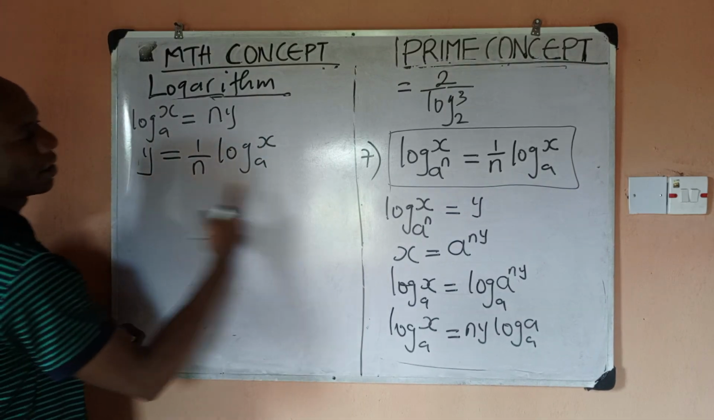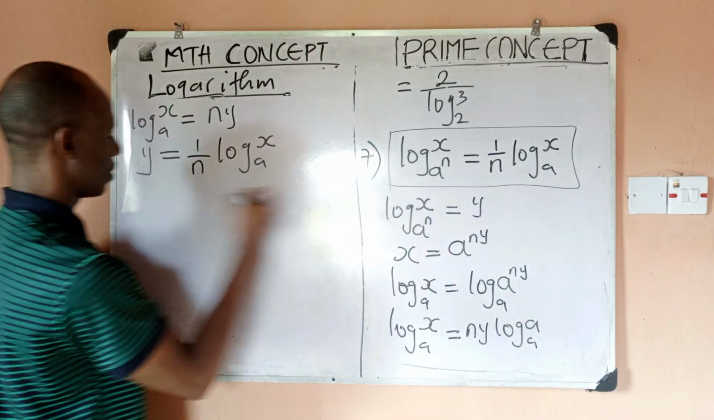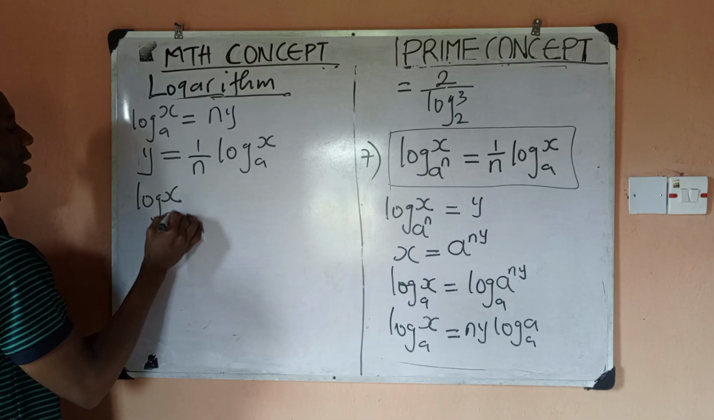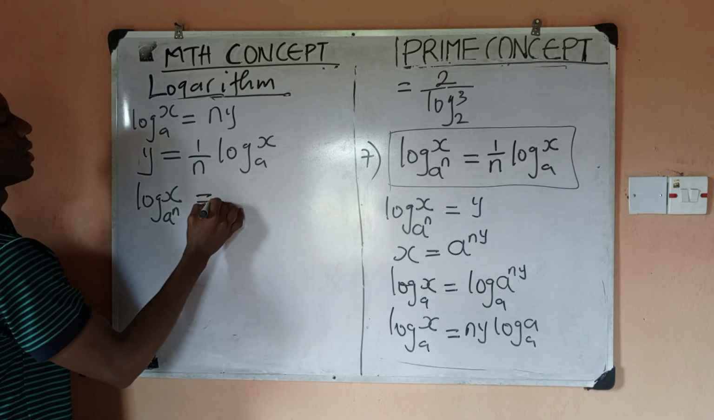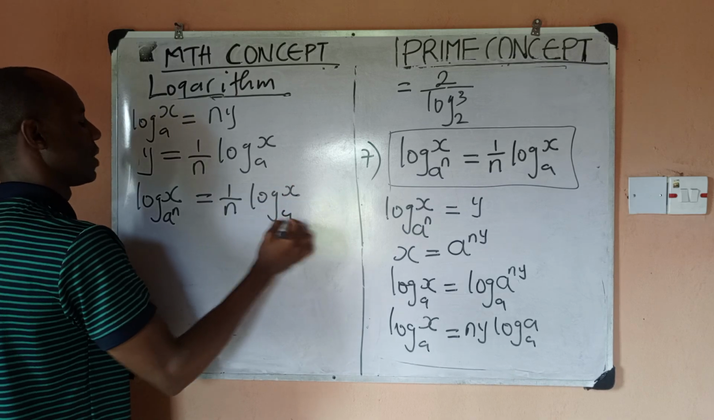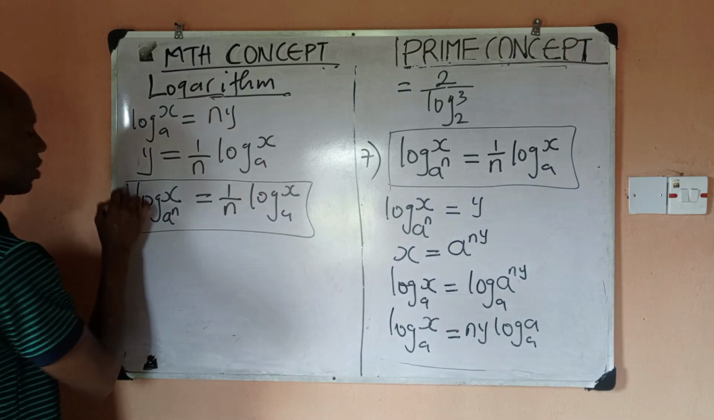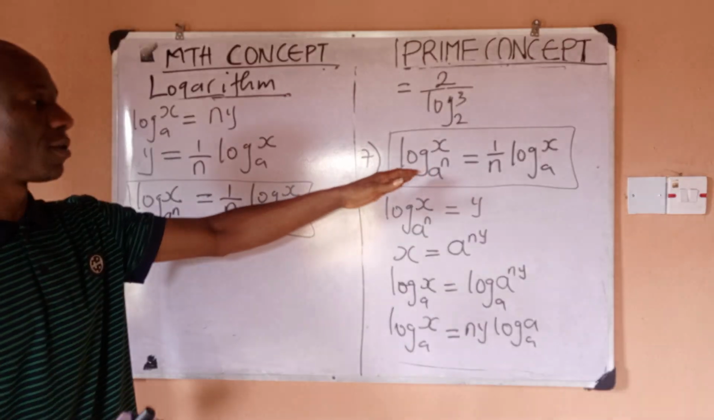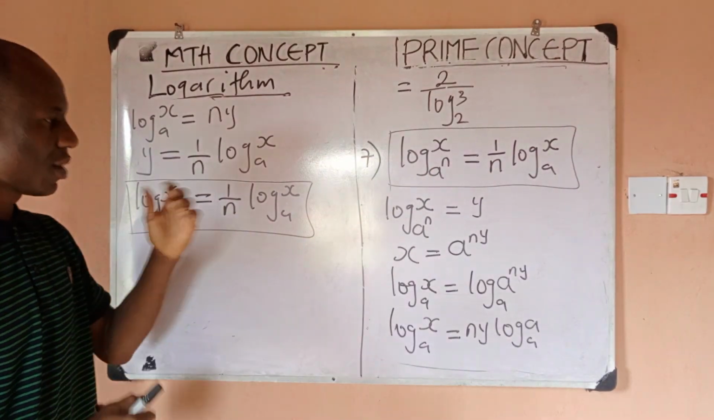So what is our y? We said that y is this. So I can write that log x base a to power n, which is y, is equal to 1 divided by n log x base a. This is what we were trying to prove, and we have arrived at it. So it means that rule 7 is true, right? I believe this is clear.